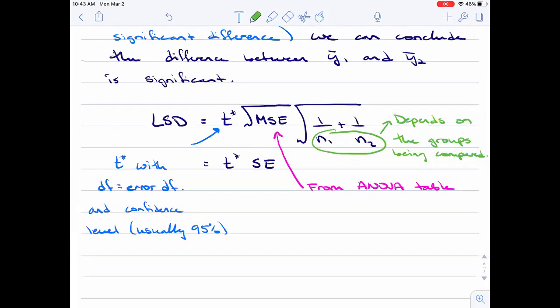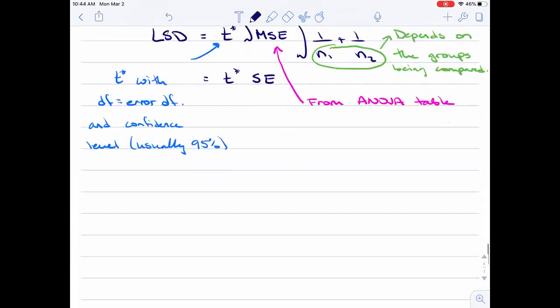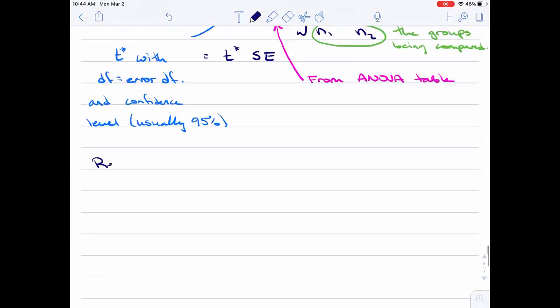So if the difference that you're seeing is larger than the margin of error, then you can say that you have a significant difference, essentially, right? Here, this is your margin of error, for the difference between two means. Actually, sure, let's do it.